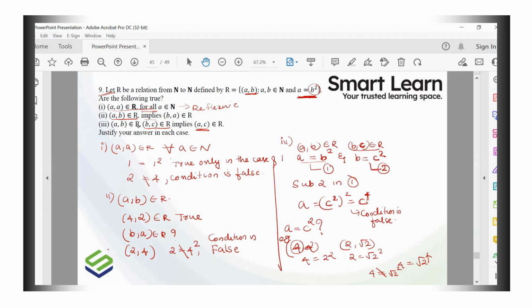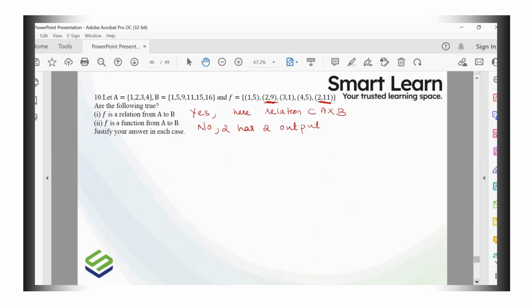Next is, (a, b) is an element of R, (b, c) is an element of R, implies (a, c) is an element of R. So I will take the general thing, a equal to b square, b equal to c square. Then I have to substitute the second in the first. What will come? a equal to b square is c square, na? c square the whole square, it will be c raised to 4. So that is also a false condition.